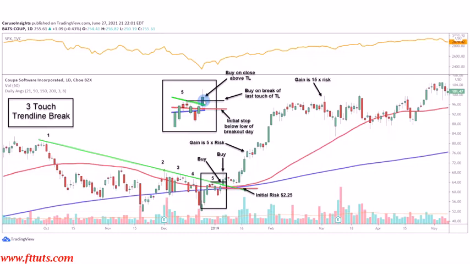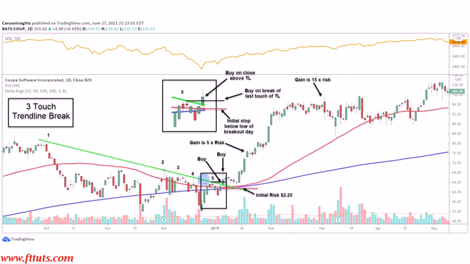And you could really buy above the high of the last touch point in this case. I don't always wait for a close above if I get both of those coming together. And we'll always place that initial stop below the low of that breakout day. So relatively quickly, we had a $2.25 risk. We very quickly had a 5-fold move relative to our risk, and soon after that, a 15-fold move compared to our risk. So again, very strong pattern.